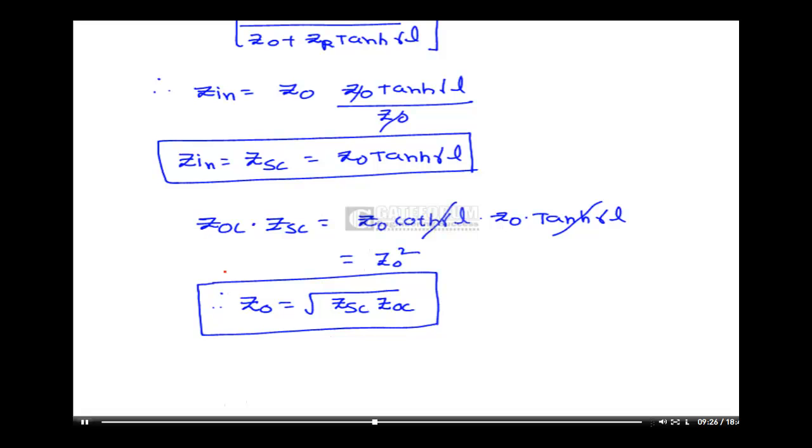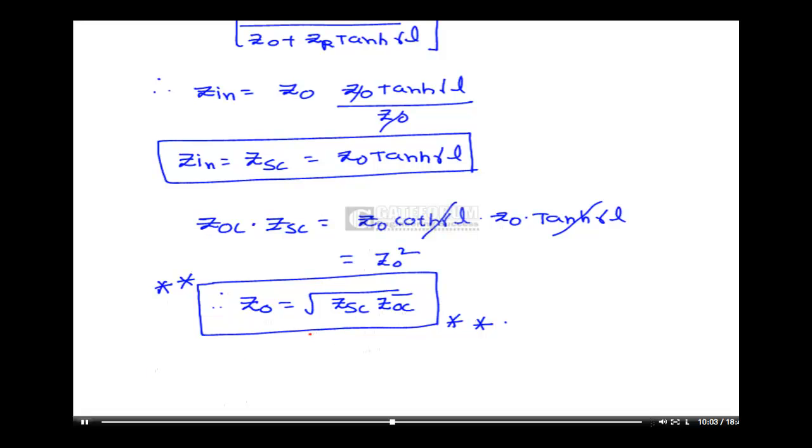That is, the characteristic impedance of a transmission line is nothing but the square root of open circuit impedance multiplied with short circuit impedance. Very, very important formula. You have to keep in mind this thing. So, if any one thing is given, suppose open circuit impedance is given, and characteristic impedance is given, then you can easily calculate short circuit impedance by using this formula.